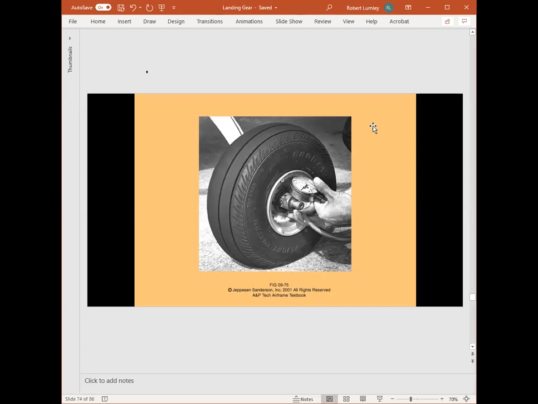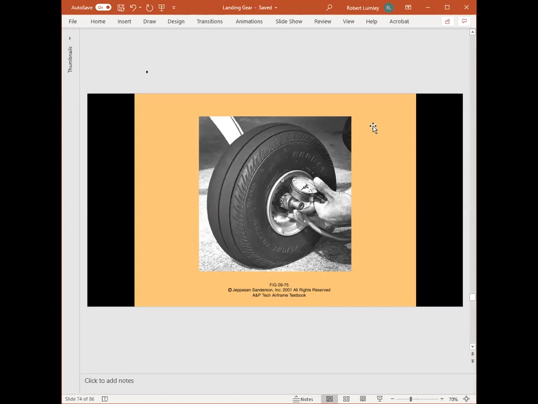We want to be able to go to the aircraft and measure the tire pressure with the weight on the wheels. And if we need to increase or adjust the pressure to the proper pressure, we can do so while the tire is loaded. Now, in some cases, tires are overhauled, built up, and aired off the aircraft.